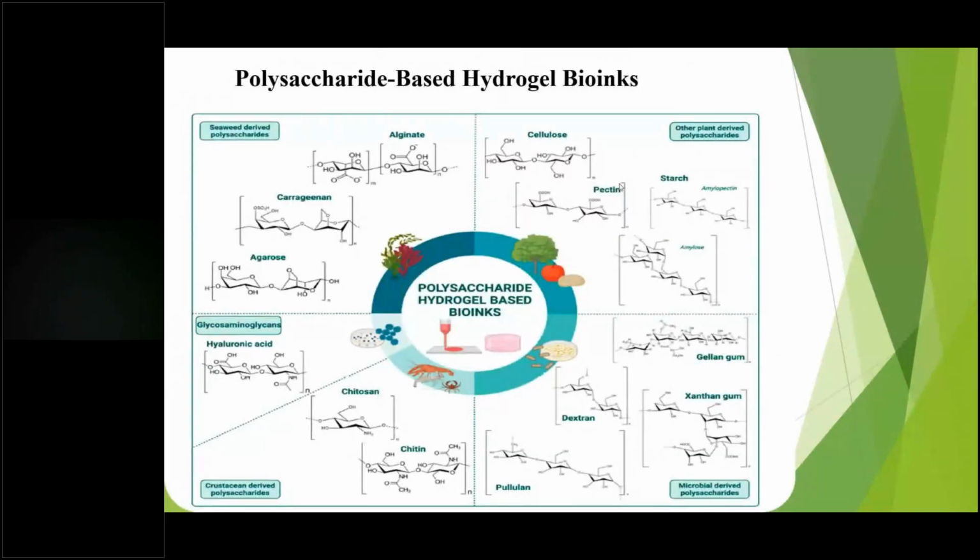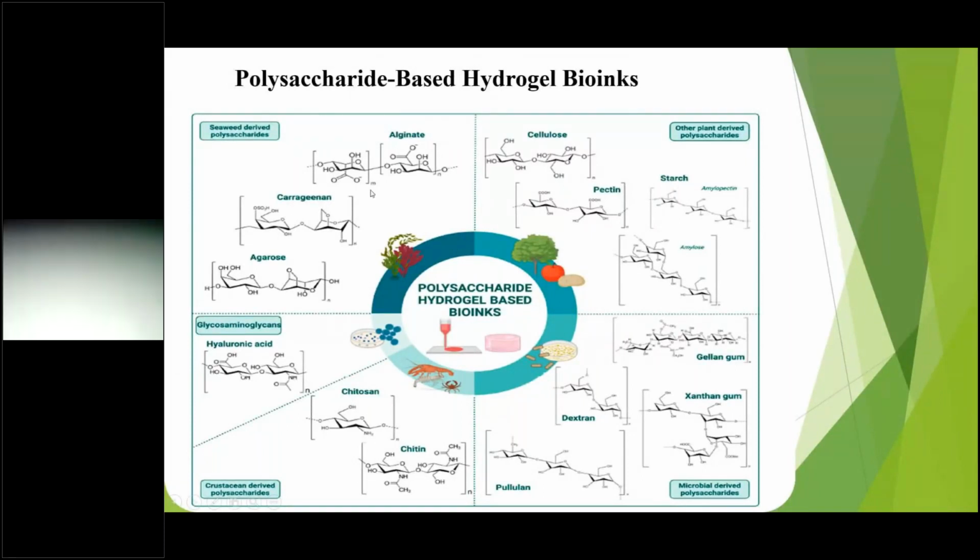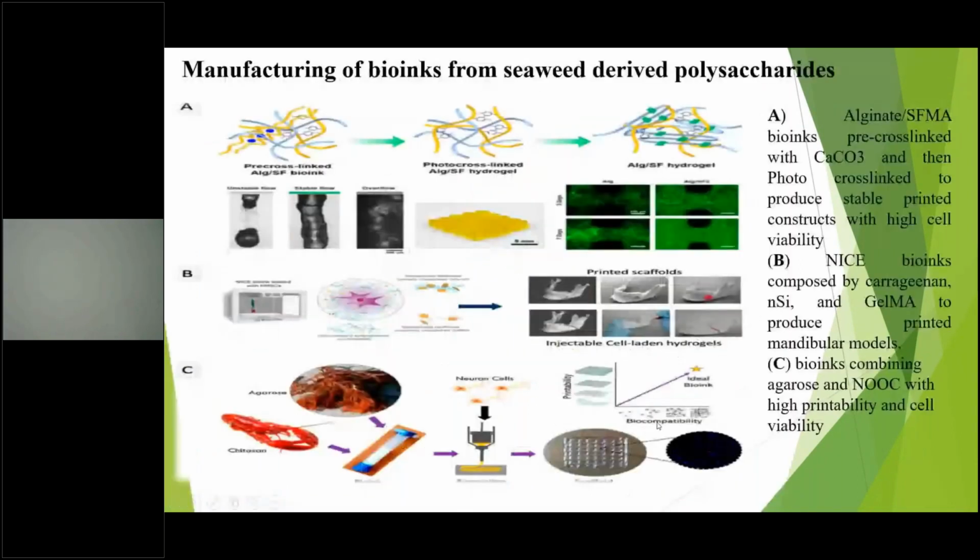Normally there are different kinds of polysaccharides available: seaweed derived, plant derived, crustacean derived, and microbial derived. Among these, we are focusing on the manufacturing of bio inks from the seaweed derived polysaccharides. Among them, we are targeting alginate-based bio inks, which are predominantly present in the brown algae. And these are the references for our work. And thank you.